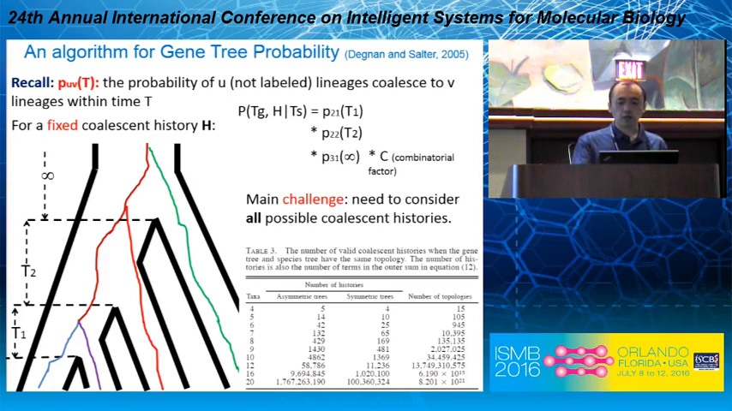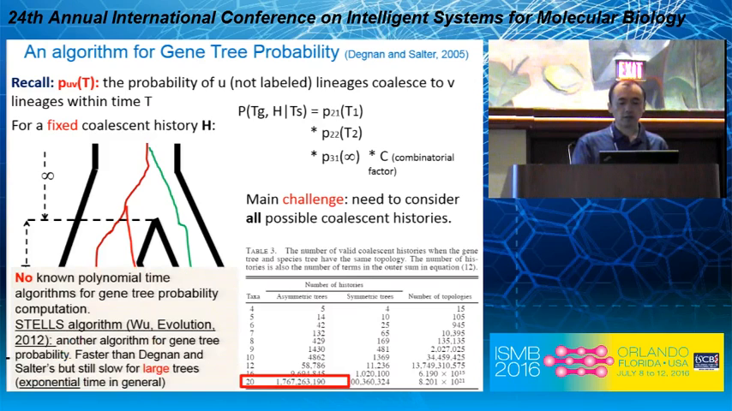I took a snapshot from the paper, where they show how many histories there will be for some simple topologies. You can see here, for 20 populations or 20 taxa, there are 1.7 billion coalescent histories, and the numbers grow very fast. A couple of years ago, I also developed another algorithm called the STELLS algorithm, which is based on dynamic programming, a technique from computer science. It's usually much faster than the Degnan-Salter algorithm, but it's still exponential. At this point in time, there's no known algorithm that runs in polynomial time and can compute the gene tree probability very fast.